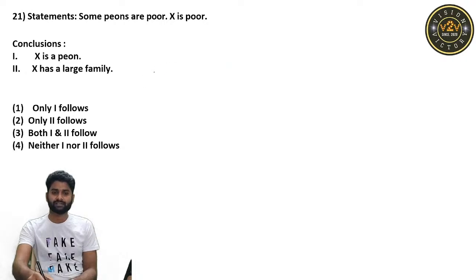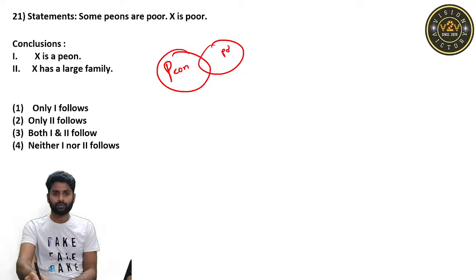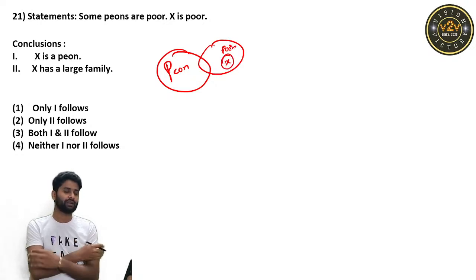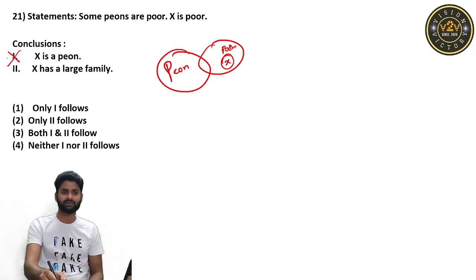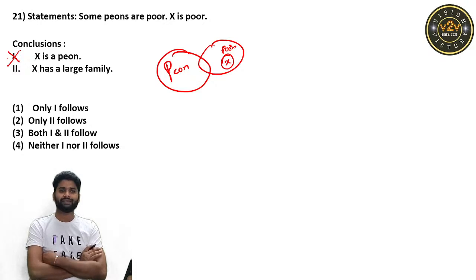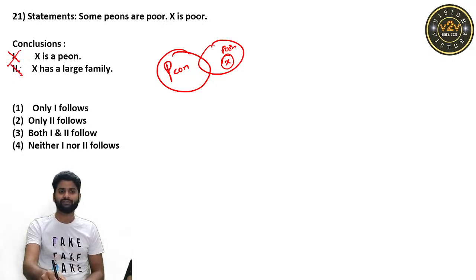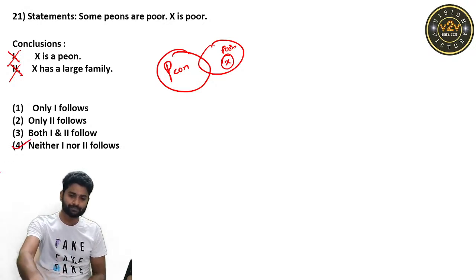Now see, the statement says that if you take peon, some peons are poor, and they mention that X is poor. So X is poor means don't merge anything, X and peon. So you have to draw it in that way, and there is no overlapping between peon and X. So can we conclude that X is a peon? There is no direct relation in the given statement, so you can never conclude it. And X has a large family, so it's a completely different parameter that is not given in the statement. That's why neither one nor the other.